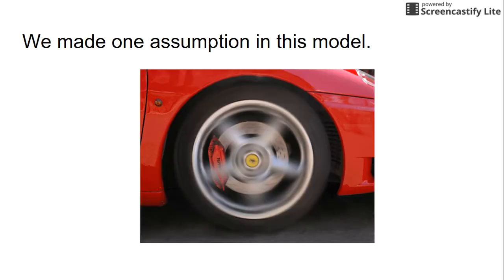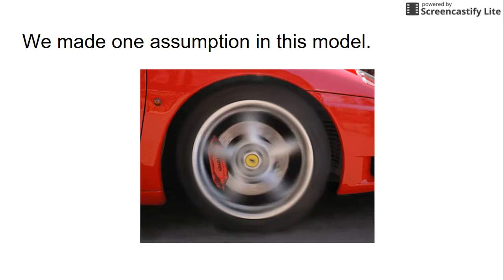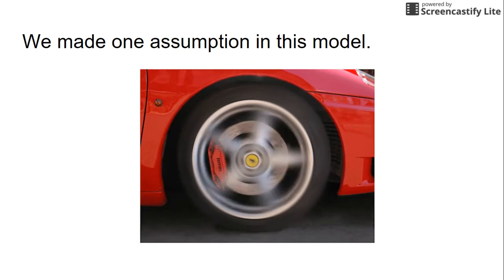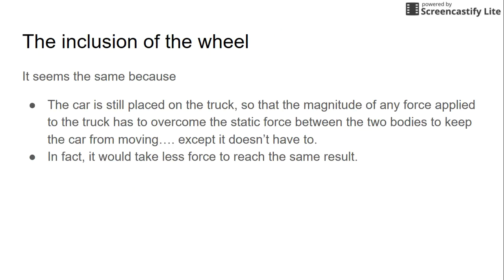Congratulations! We figured out how it works. Actually, kind of. We made one assumption that changes the explanation. We assumed that the wheels weren't moving, but now we'll figure this out if the wheels were moving. It seems the same because the car is still placed on the truck, so the force applied to the truck has to overcome the static force between the two bodies to keep the car from moving. Except it doesn't have to. In fact, it would take less force to reach the same result.